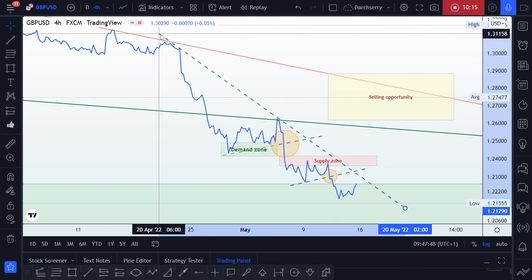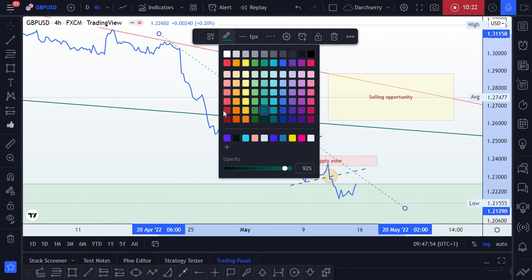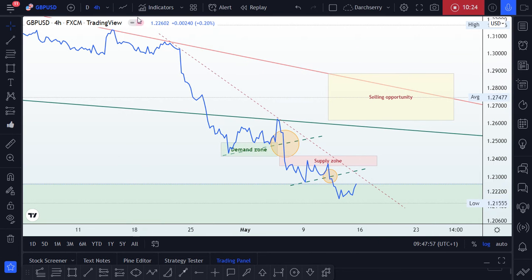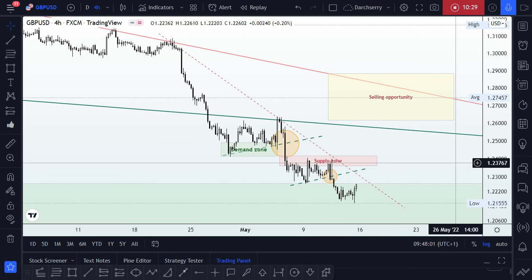Let's see this as a temporary trend line. I'll reduce this size and let's make this red. Good. So we have something like this that will be our guide going into the new week.